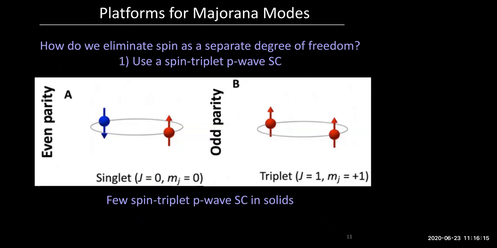So how do we do this? What are the platforms where you can eliminate spin as a separate degree of freedom? One is you can use a spin triplet P-wave superconductor. We're used to singlet superconductors where electron pairs are made out of spin up and spin down particles. But you can also have triplet versions of these where the electron pairs are actually equal spin.